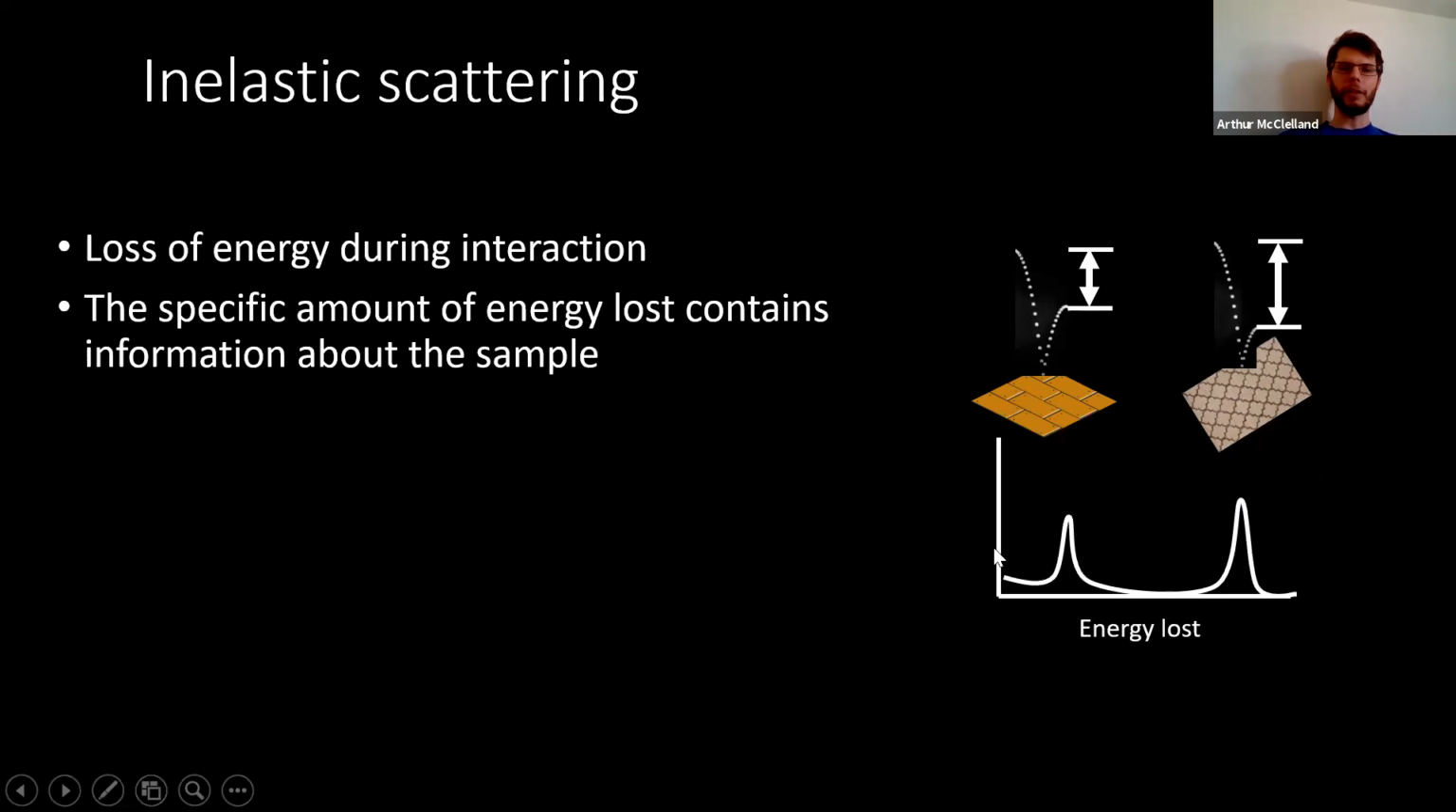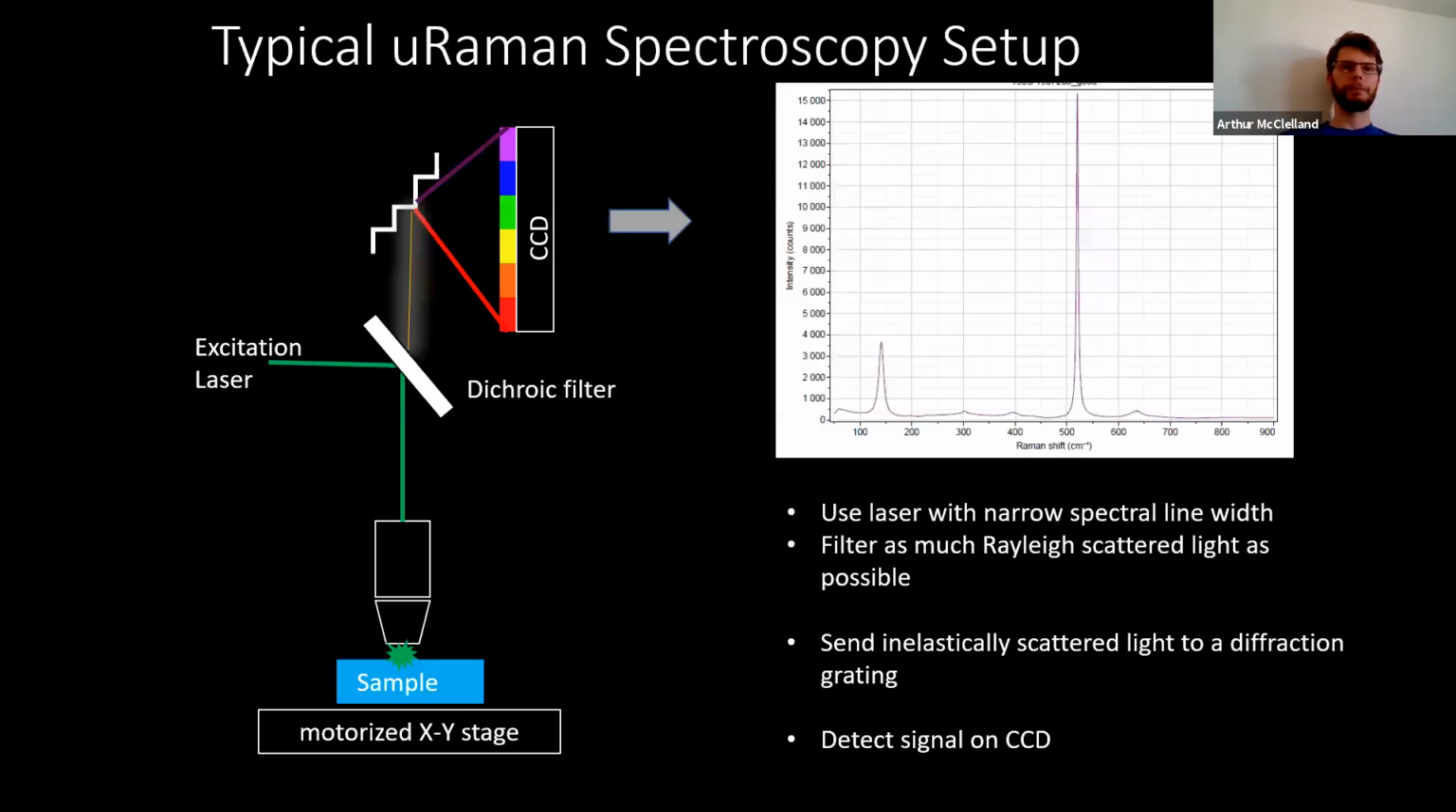So we have our laser line. We start with a very narrow laser line for Raman spectroscopy, so all the photons have exactly the same energy going in. And then we see how much energy was lost relative to that input.